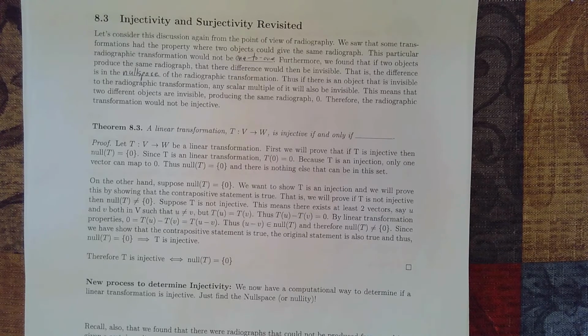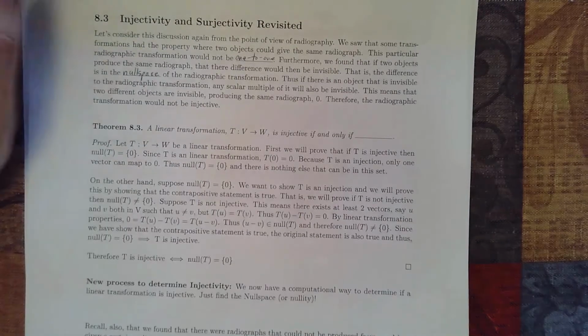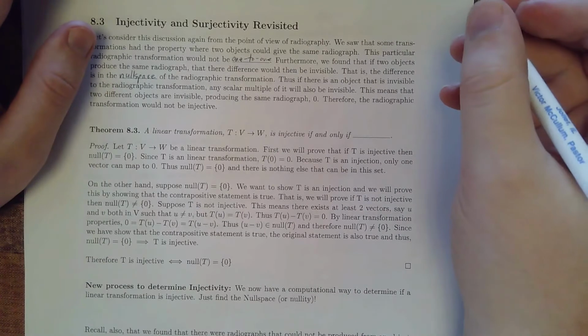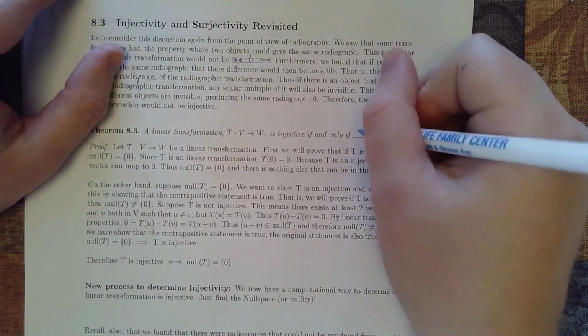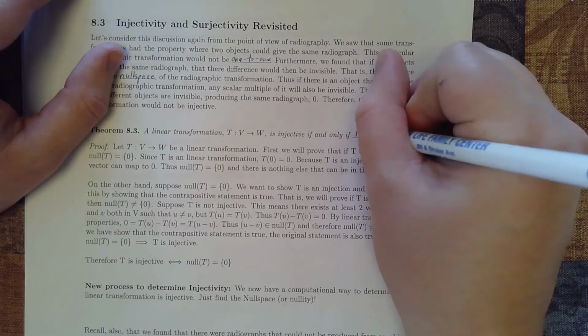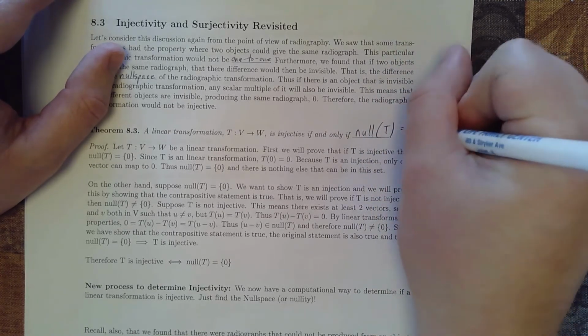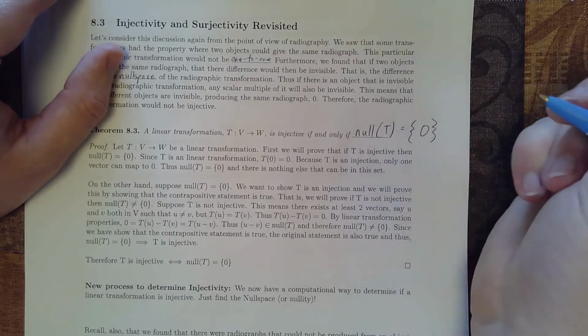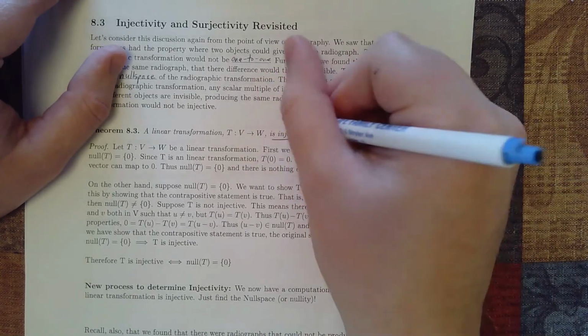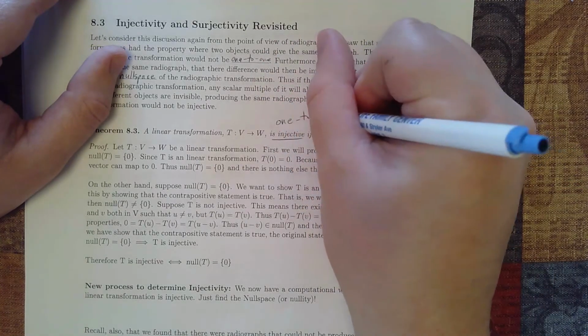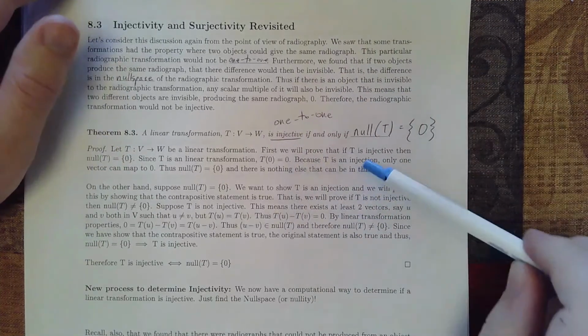Now we've got a theorem here, and it says that a linear transformation is injective if and only if the null space for that transformation is just equal to the 0 vector. So remember, injective is the same as 1 to 1. And there's a nice little proof of it.